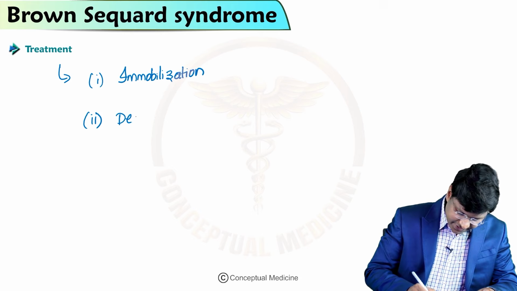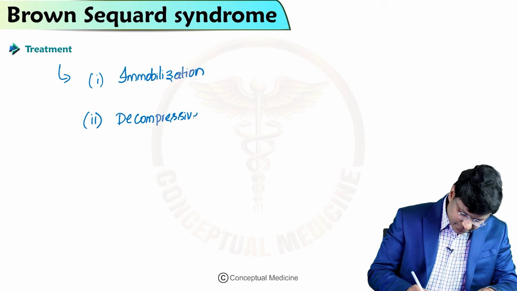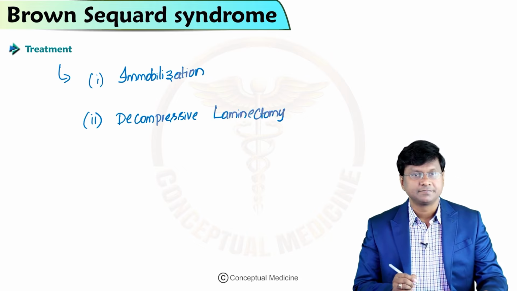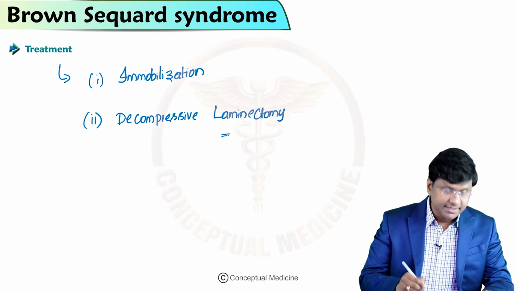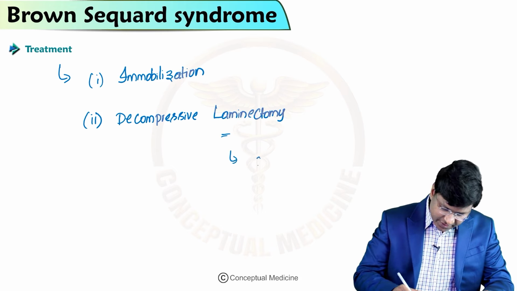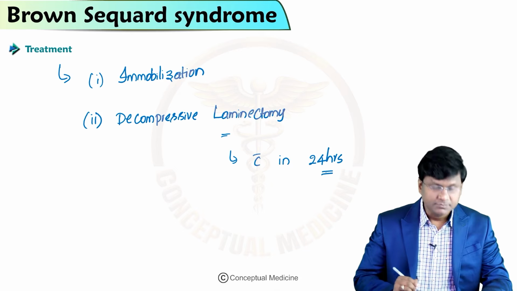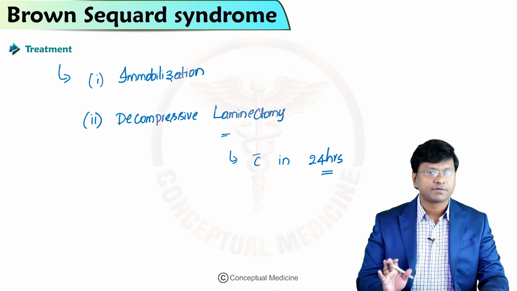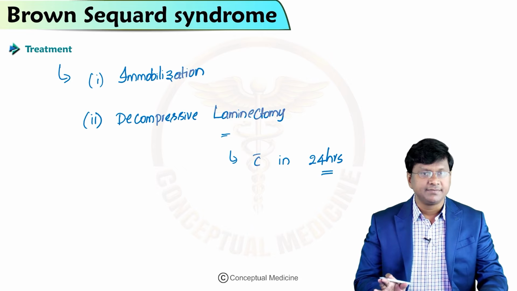So, decompressive laminectomy has to be done, right? And this decompressive laminectomy, it will relieve the pressure on the spinal cord, and this has to be done within 24 hours. Right, this has to be done within 24 hours. So that is what is the treatment of the Brown-Séquard syndrome, that is decompression.